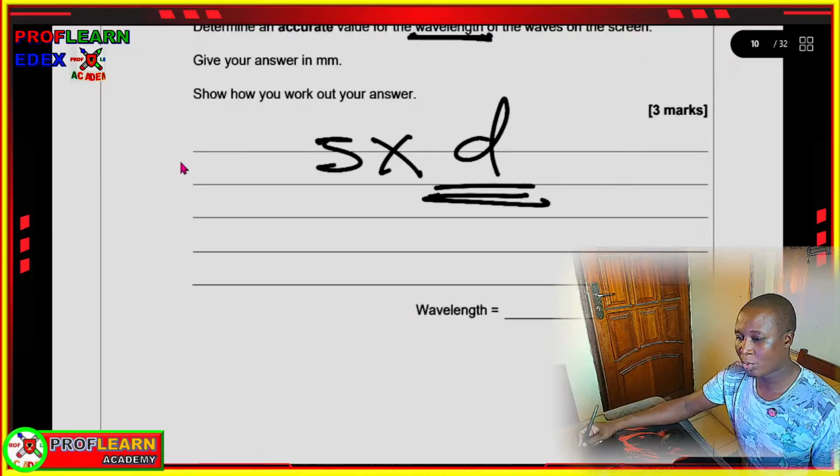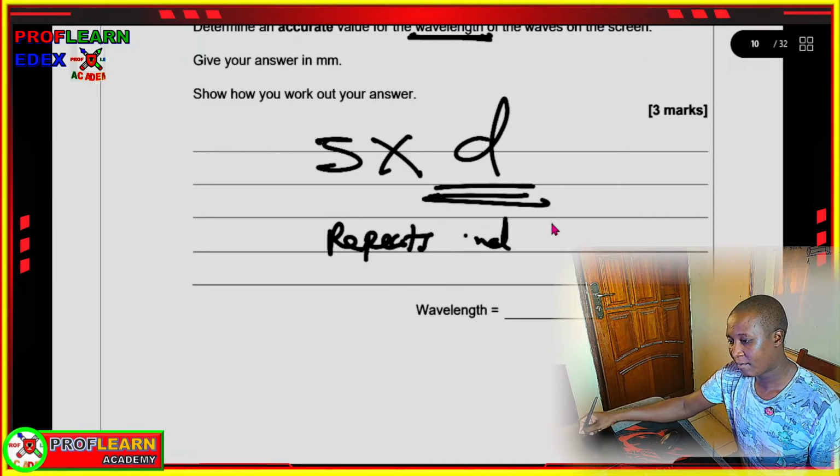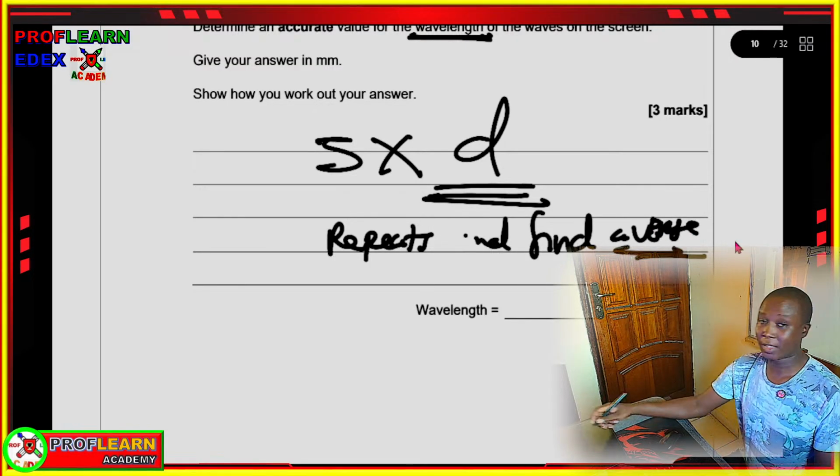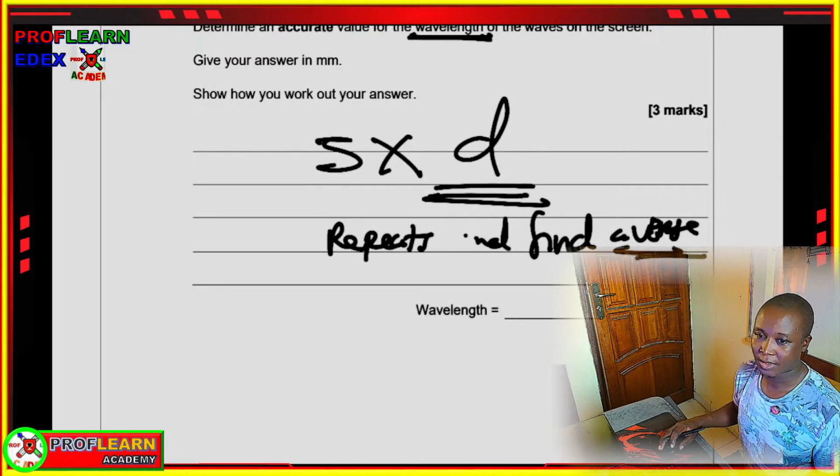So you can be able to do repeats. You can do repeats and find the average. That has to be seen in the process of working out this particular question in this case.